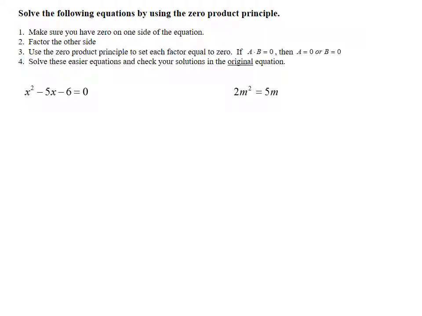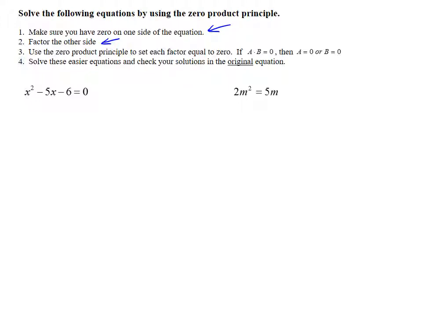In many situations, equations won't be set up in such a way that you can immediately use the zero product principle. Luckily, it's not too hard to get it into that form. We always want to make sure we have 0 on one side of the equation. We can often use a little bit of algebra to just move terms around. The second thing is that we need to factor the side that 0 is not on. So this is why we spent all the time on factoring.